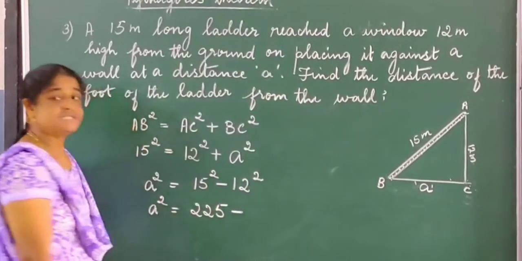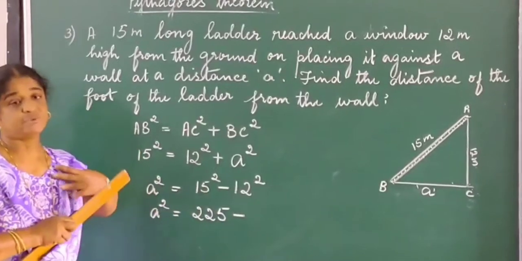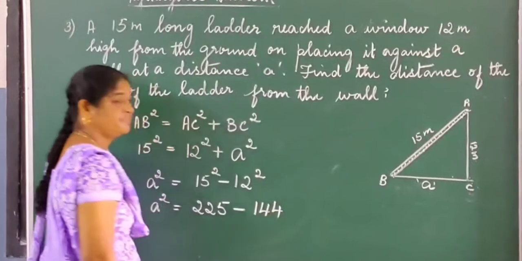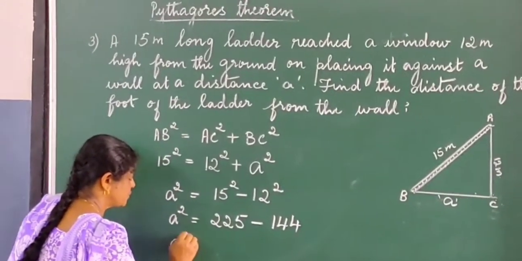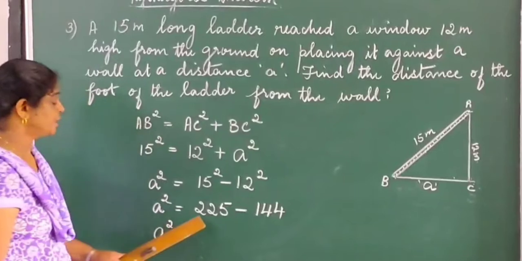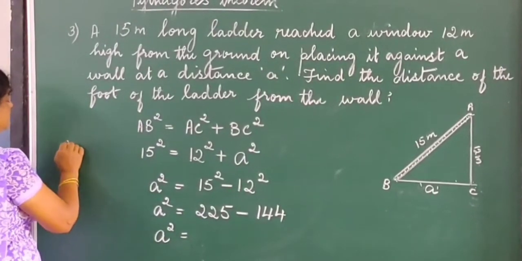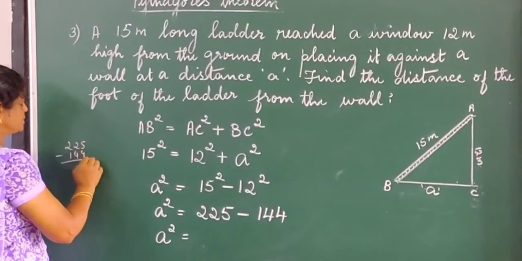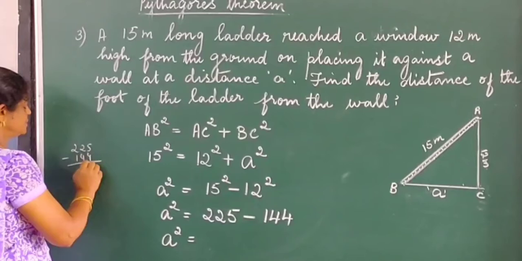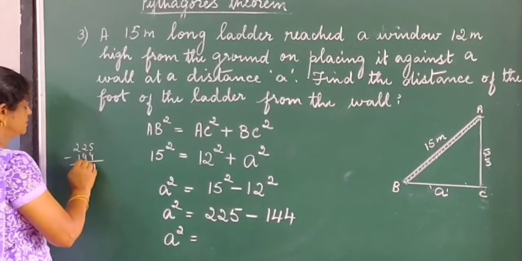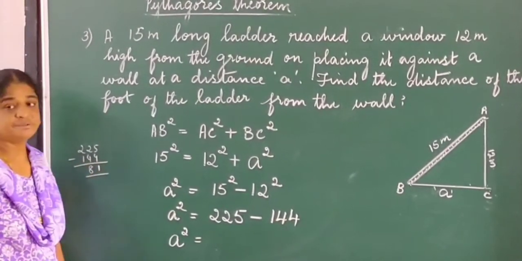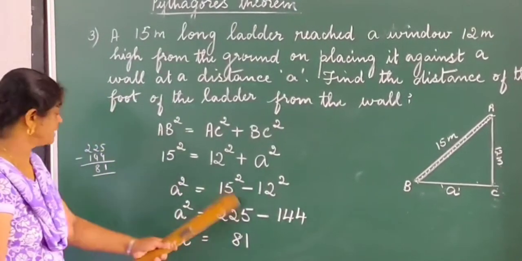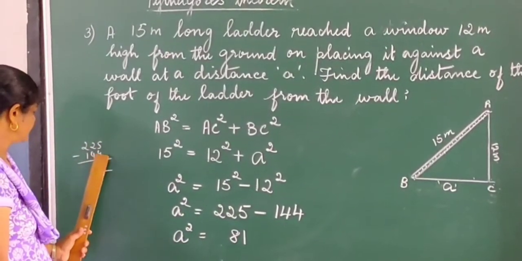225 minus 12 square. 12 square is 12 into 12, and 12 twelves are 144. So A square is equal to 225 minus 144. When you subtract, you get 81. So A square is 81.